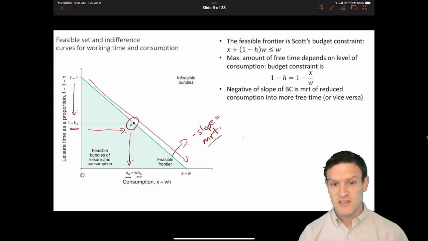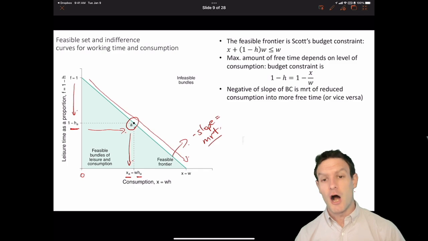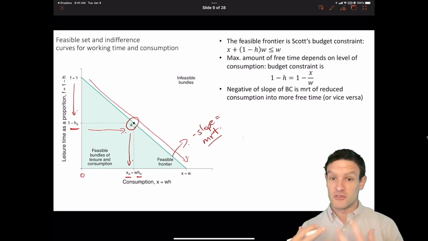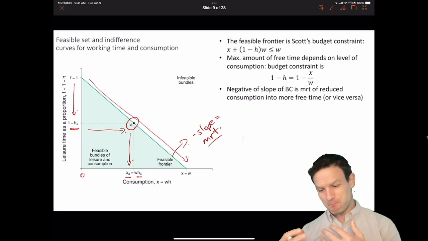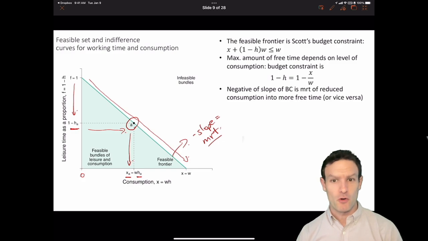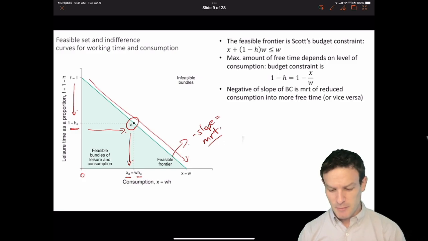Now, what is that telling us? It's telling us about the opportunity cost of more free time in terms of consumption you would forgo, or it's telling us about the free time you would forgo in order to get more consumption. So that's what that's telling us about.